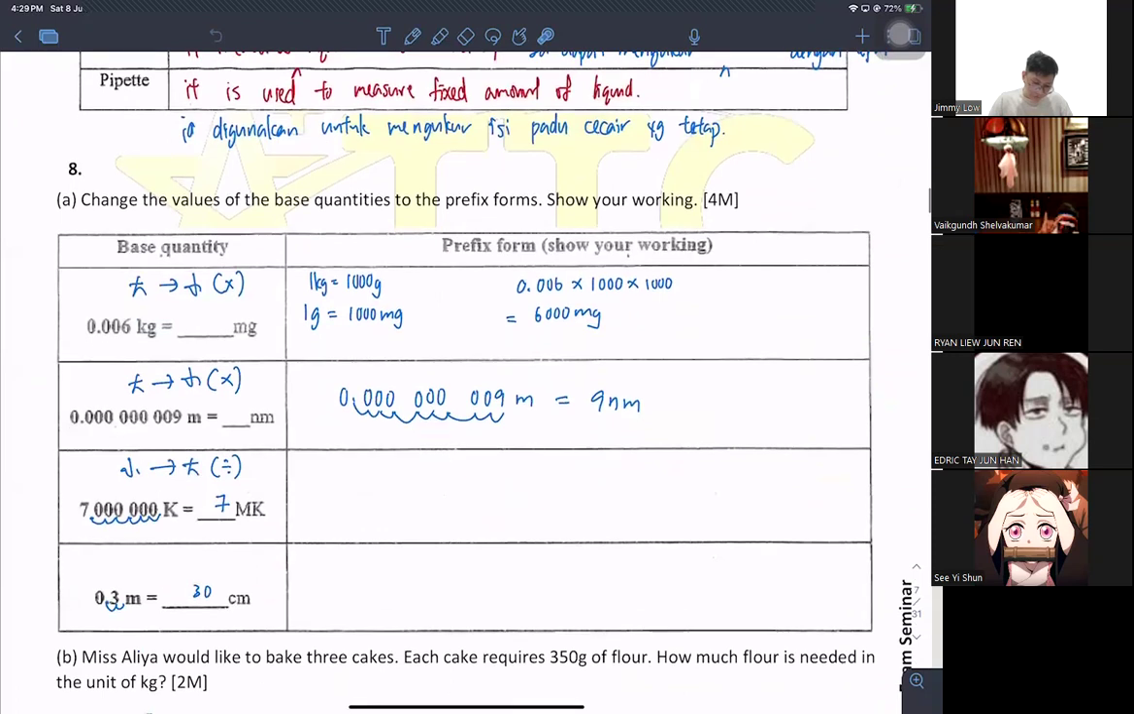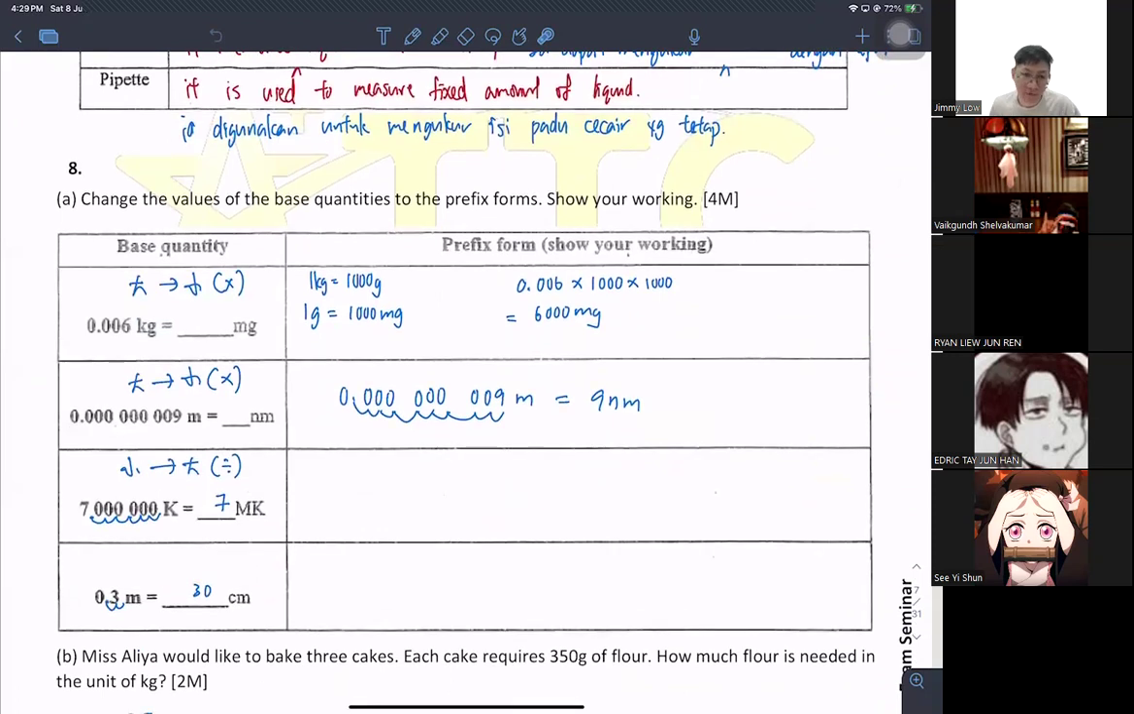All right, question 8 is about the prefix. This one is a very common question as well. As you can see, you have to know how to convert them. Basically you have to look at the value, the prefix, where the prefix goes from big value to small value. From big to small, it has to be multiply.